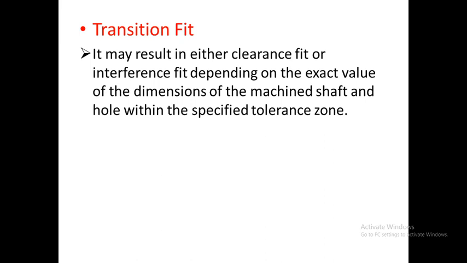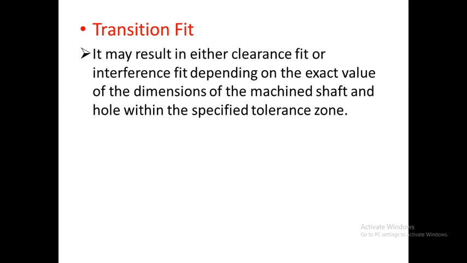You will get a clearance fit or an interference fit depending upon what dimensions of the shaft and the hole you select for assembly. If the dimensions of both parts are selected such that the size of the shaft is smaller than the size of the hole, then it will give a clearance fit. Otherwise, if the size of the shaft is greater than the size of the hole, then it will give an interference fit. So basically you will get a transition fit, that is, it will give either a clearance fit or an interference fit depending on what dimensions of the part we are using.